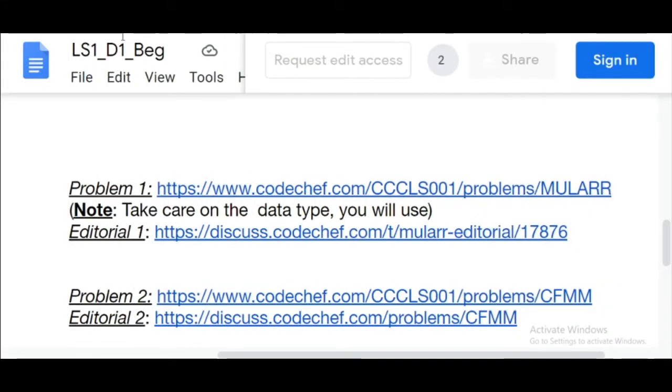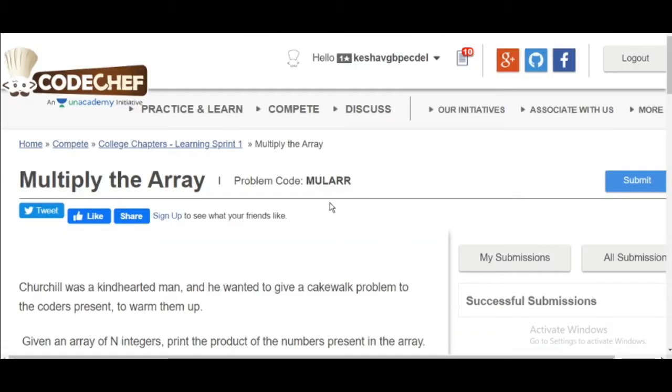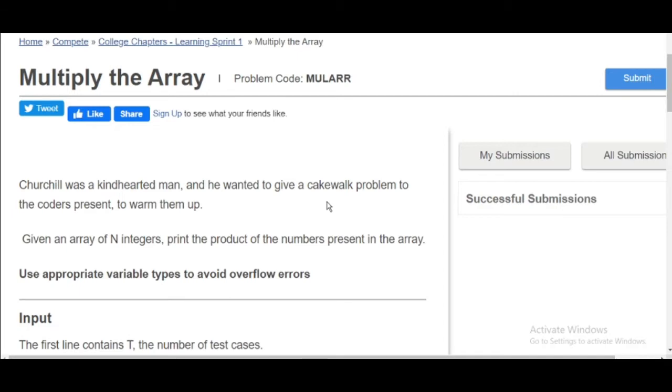Okay. So they have given a note: take care of the data type you will use. So we have to keep it in mind. The first problem is Multiply the Array. What does this problem say?